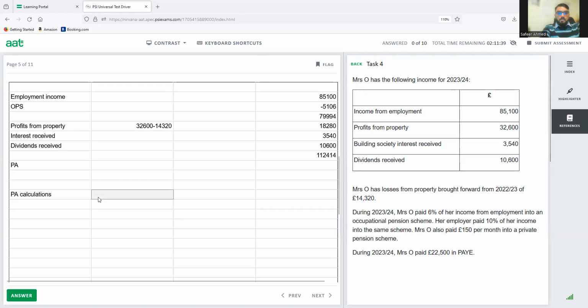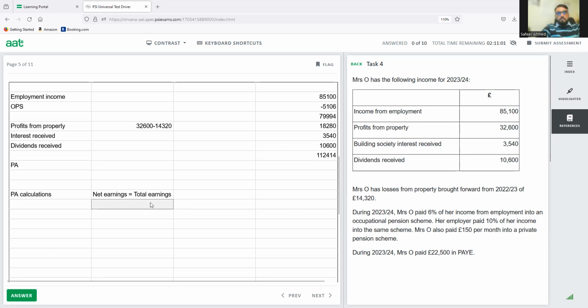Now remember, the way you calculate this is net earnings, in other words also known as adjusted net income. So net earnings is equal to total earnings, minus gross personal pension contributions, and also minus gift aid, again the gross amount, so gross gift aid donations.